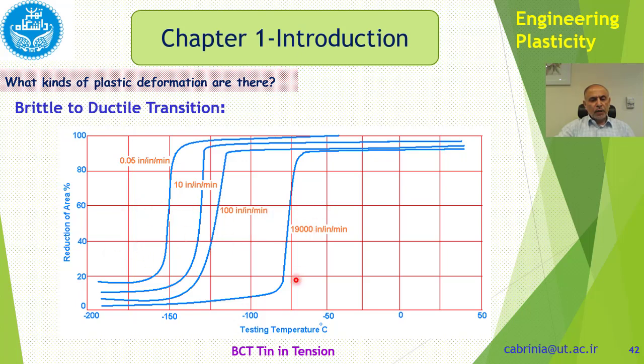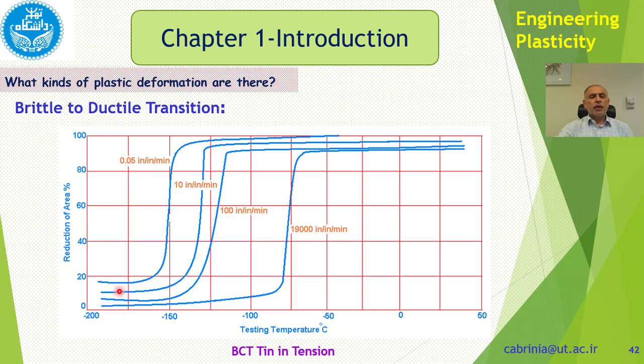But for some mild steel, for instance, the transition temperature is about minus 20 or minus 30. Then it's very dangerous, because if you use this structure in a place that is minus 20 or minus 30, then you will change from ductile to brittle. It means that there is a possibility that it might fracture.